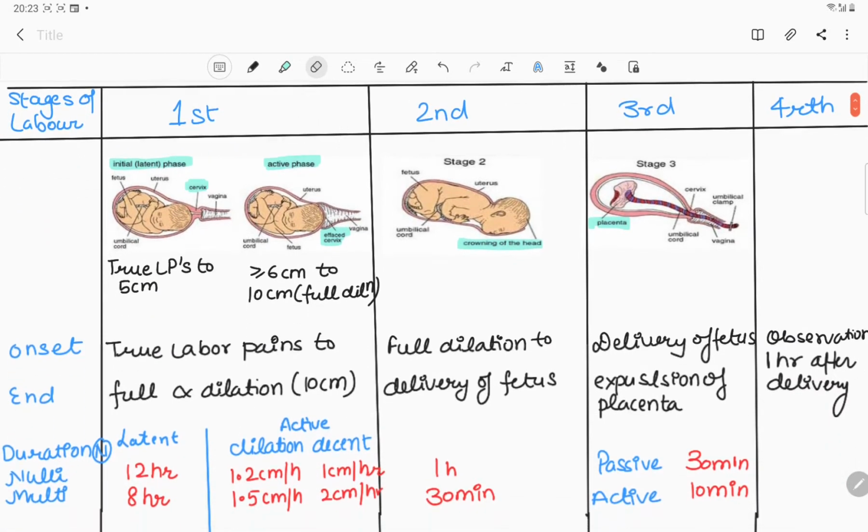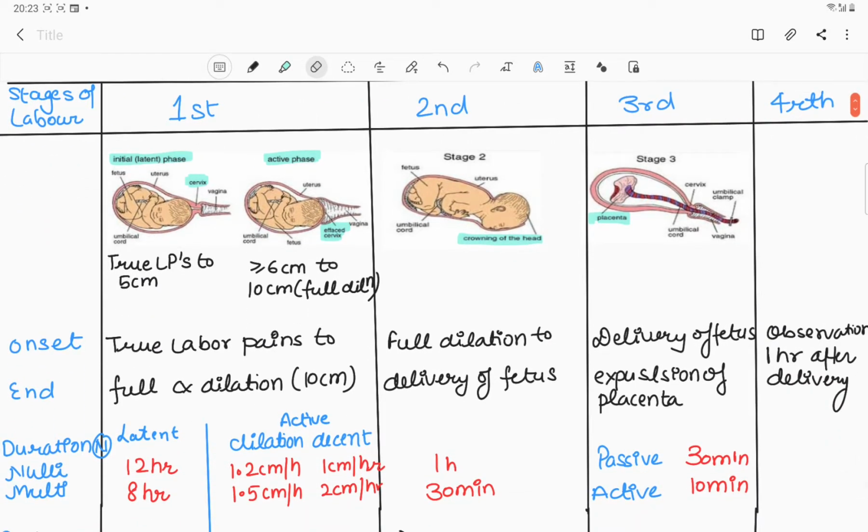So, there are 4 stages of labor. First stage is divided into the initial latent phase, which onsets with true labor pain to 5 cm of cervical dilatation. Active phase starts from equal to or more than 6 cm to 10 cm cervical dilatation. So, first stage onsets with true labor pain till full cervical dilatation, that is 10 cm. Second stage onsets with full dilatation of cervix till delivery of fetus. Third stage onsets with the delivery of fetus till the expulsion of placenta. And fourth stage is observation of 1 hour after the delivery of fetus.